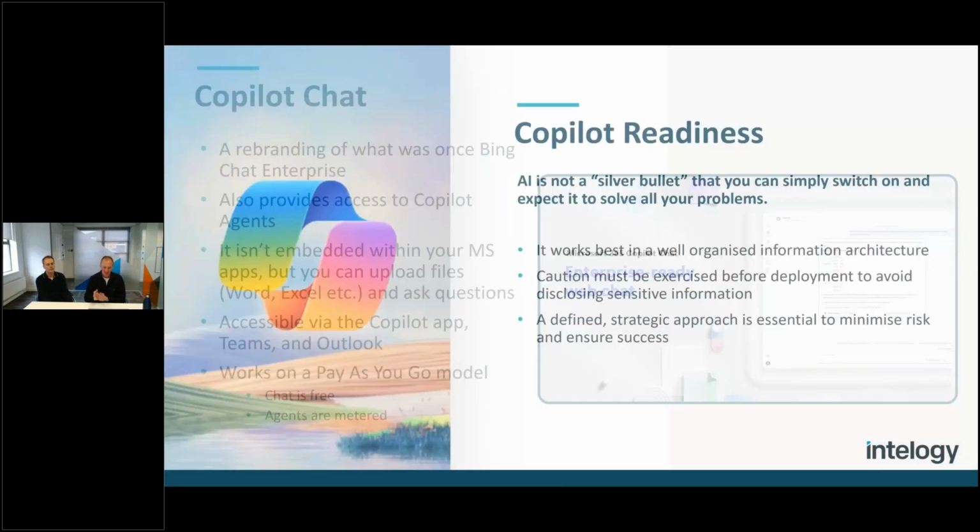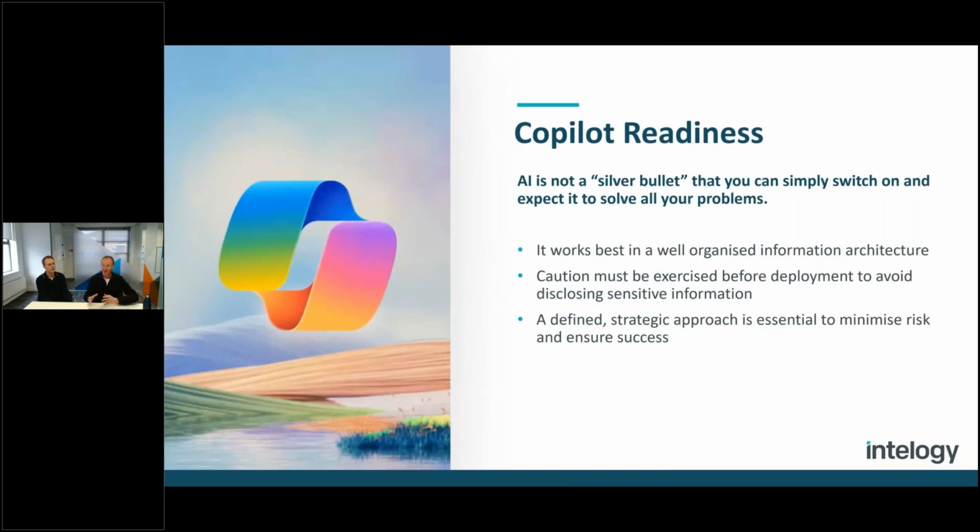Now, when we consider what we've seen, it's just scratching the surface. We could have spent hours on this, demonstrating tons of stuff, but there are a few points that you really should be aware of. And that starts with the fact that Copilot, or AI in general, is not a silver bullet. It's not just something you can switch on and it's going to solve problems and make everyone's lives amazing. It will work best when it's done within a well-organized, well-structured architecture.